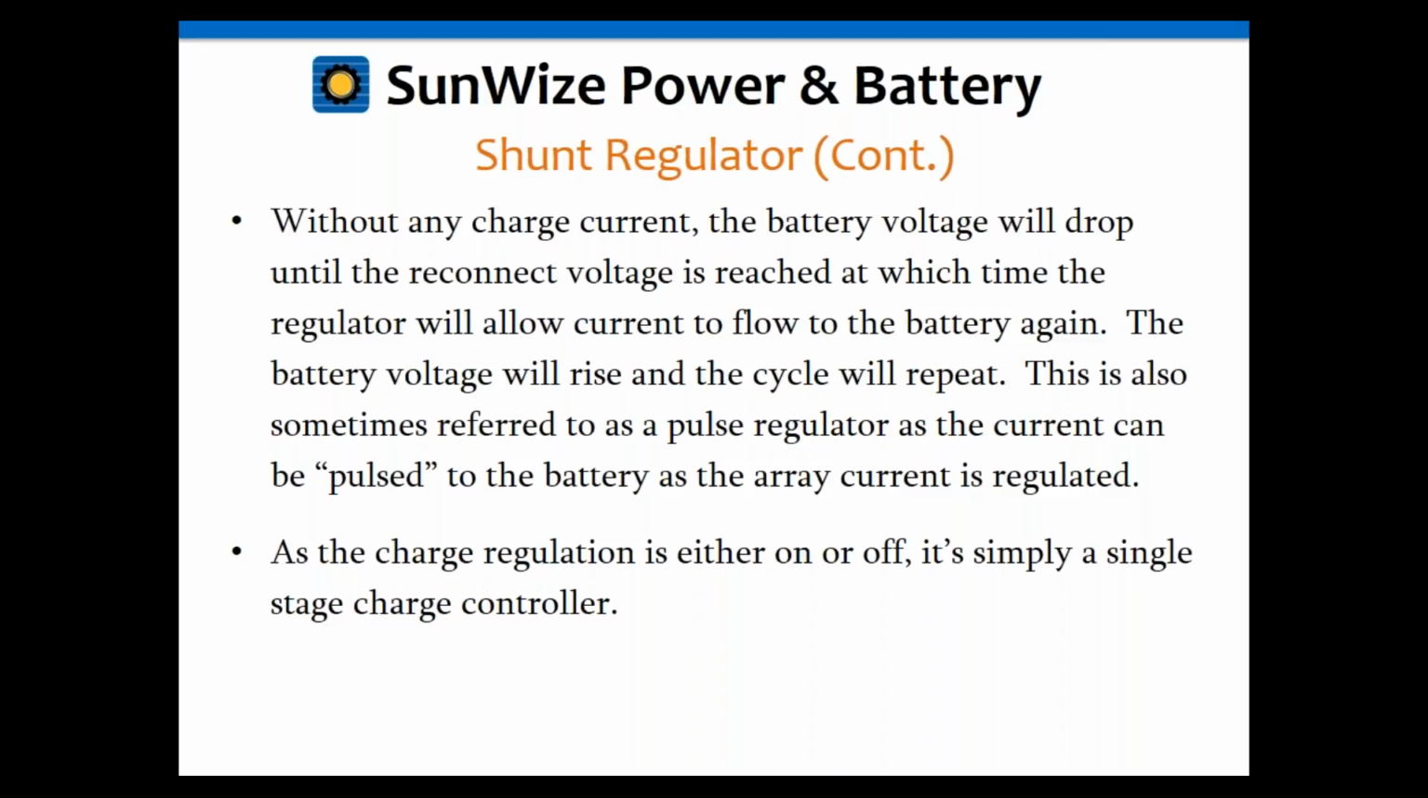Okay, this type of charge regimen is sometimes referred to as a pulse regulator or pulse charge of the batteries. And again, it's a one-stage charge controller. We'll be talking about multi-stage ones later, but right now this is strictly a one-stage. In other words, it's either on or off. There's only one stage to it. And although this may not sound like a very sophisticated charge controller, they've been around for a very long time, and they are quite reliable, so a lot of people do like them.